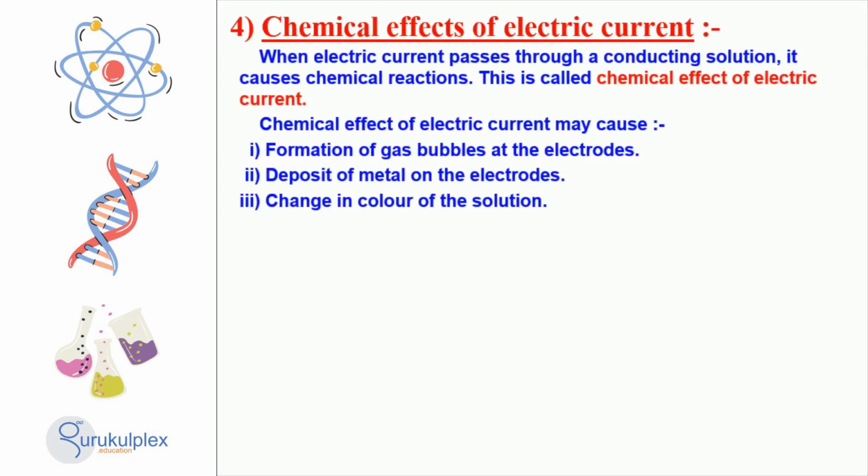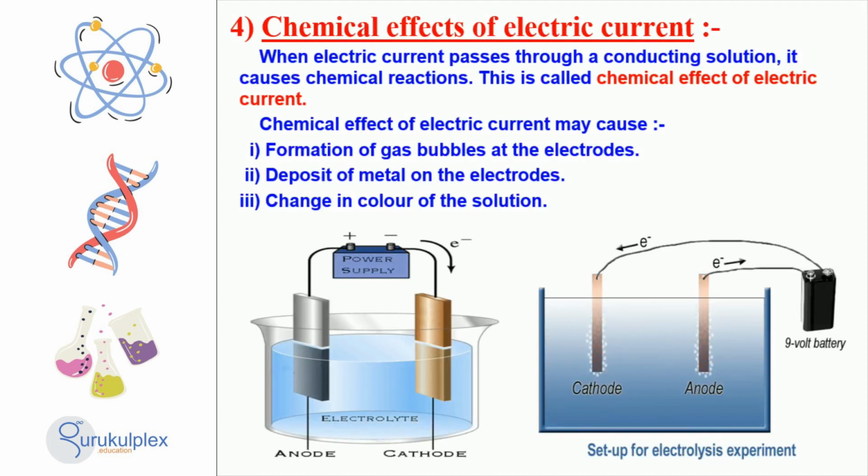Electric current has the capability to spark chemical reactions, termed the chemical effect of electric current. Passing electric current through a conducting solution can result in gas bubbles forming at the electrodes, metal being deposited on the electrodes, and a shift in the solution's color. All of these reactions are triggered by the electric current in the solution. This is an instance of electrolysis.